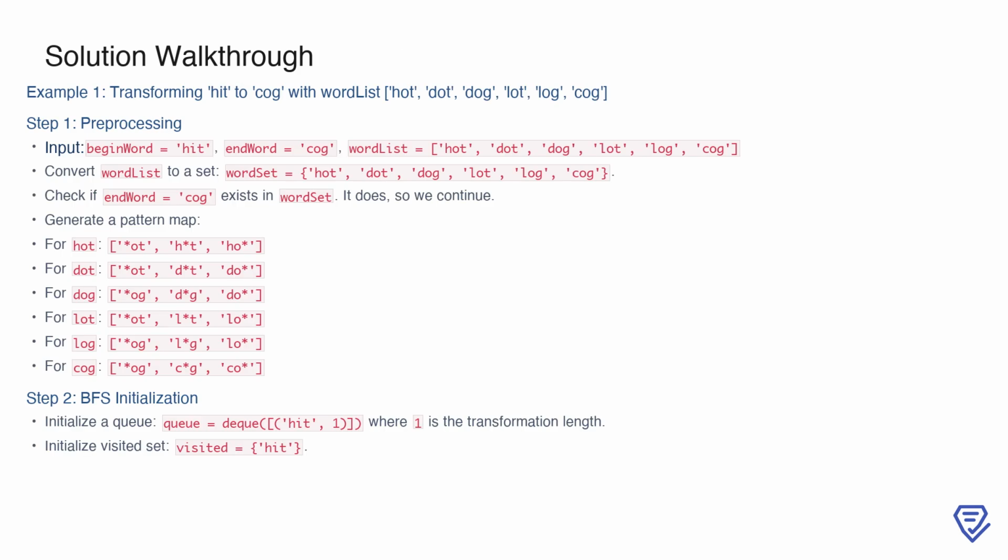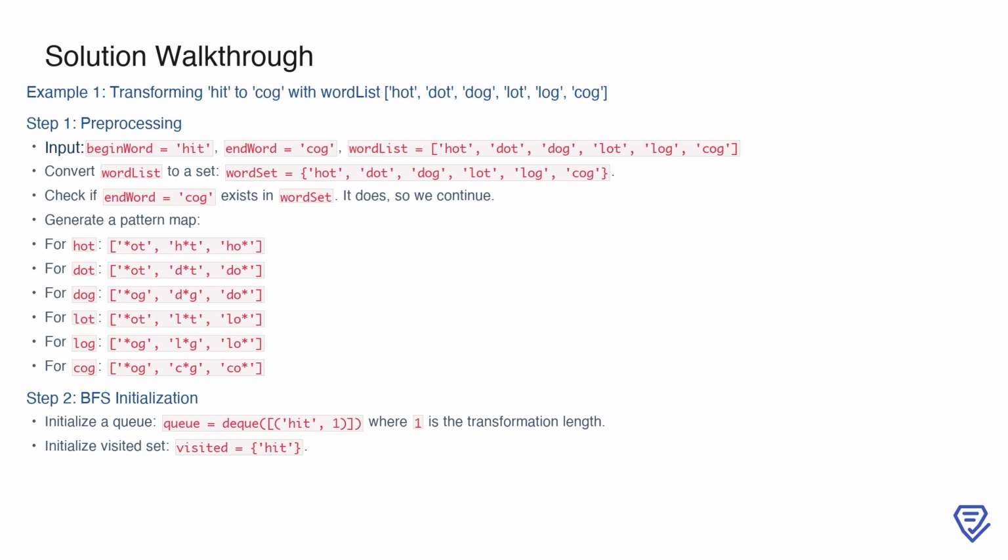In this example, we are tasked with transforming the word hit into cog using the given word list. The first step is pre-processing. We start by converting the word list into a set for faster lookups, resulting in a word set containing hot, dog, lot, log, and cog. Next, we check if the target word, cog, exists in the set. Since it does, we proceed.